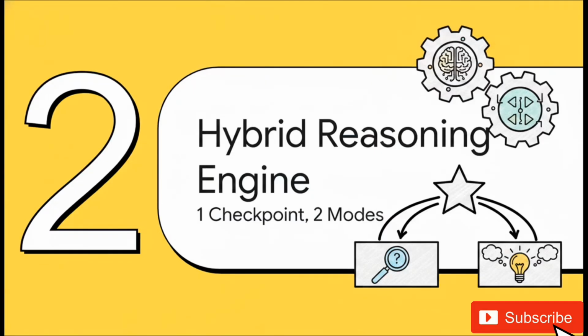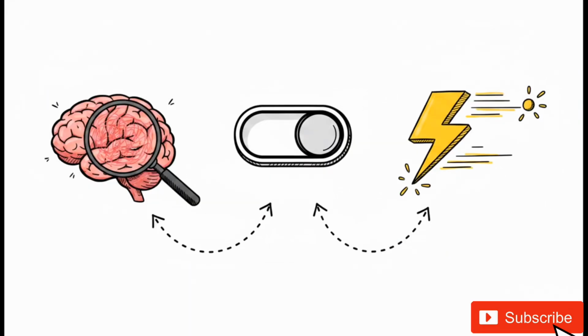Moving on to Section 2, let's look at the hybrid reasoning engine. One checkpoint, two modes. So the crucial takeaway here is this. Traditionally, you've always had to choose, right? You either get a fast, snappy assistant model or a slow, deliberate reasoning model. Well, not here.